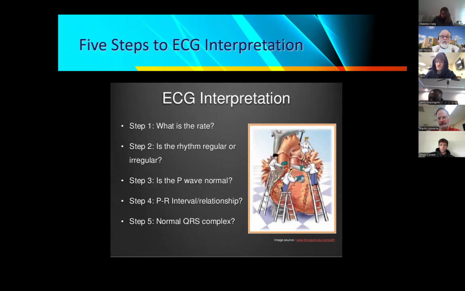or does it change? Okay, because we'll talk about some dysrhythmias, especially when we talk about heart blocks, in which it changes. Sometimes there's a pattern to it. Sometimes there's no pattern to it whatsoever. Then, Ethan, last thing we want to do is we want to identify, is our QRS normal? Okay, what's the normal width of a QRS?